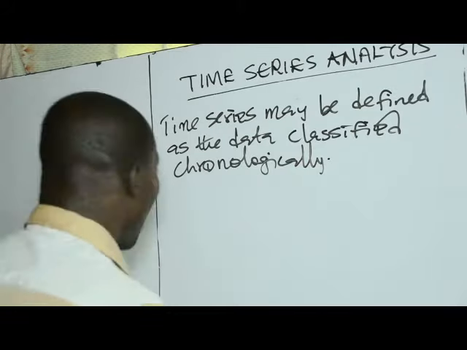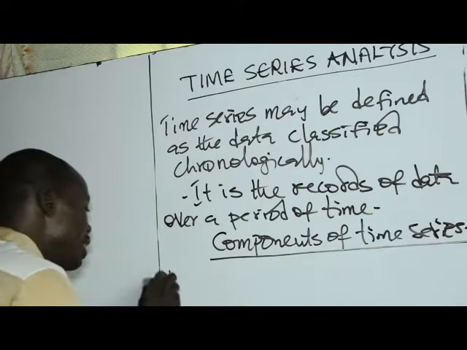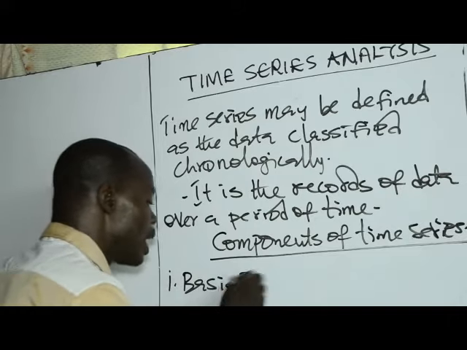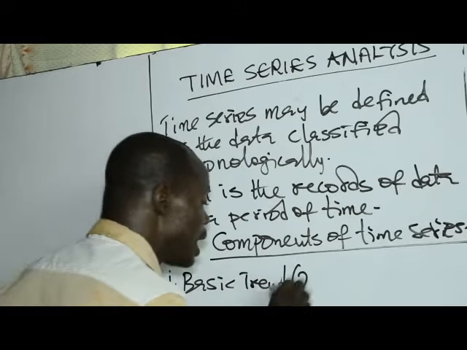So we have the components of time series. Time series has 4 components. Number 1, we have the basic trend, and this basic trend is denoted by letter T. Basic trend is the overall direction of change in the data.